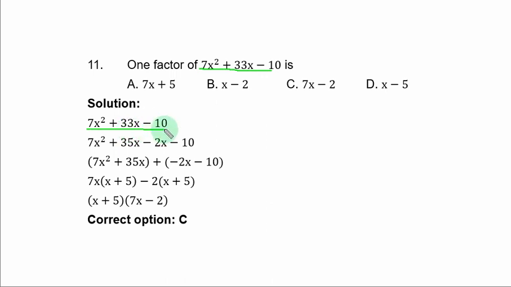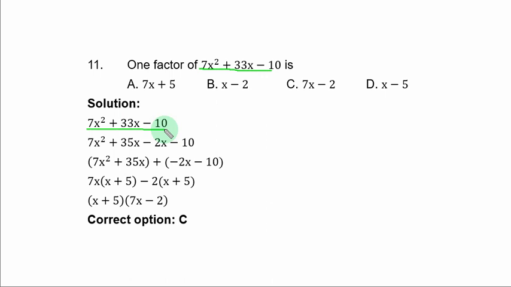By the rule of factorizing, you need to get AC. A is 7, B is 33, C is minus 10. So AC is minus 70. So you look for two factors of 70 whose sum is 33 and whose product is minus 70. Such factors must be 35 and minus 2.